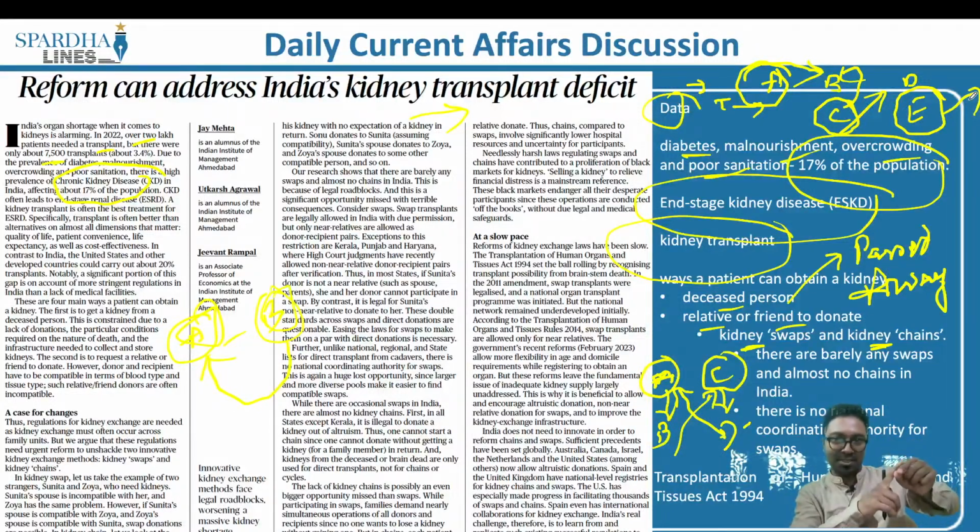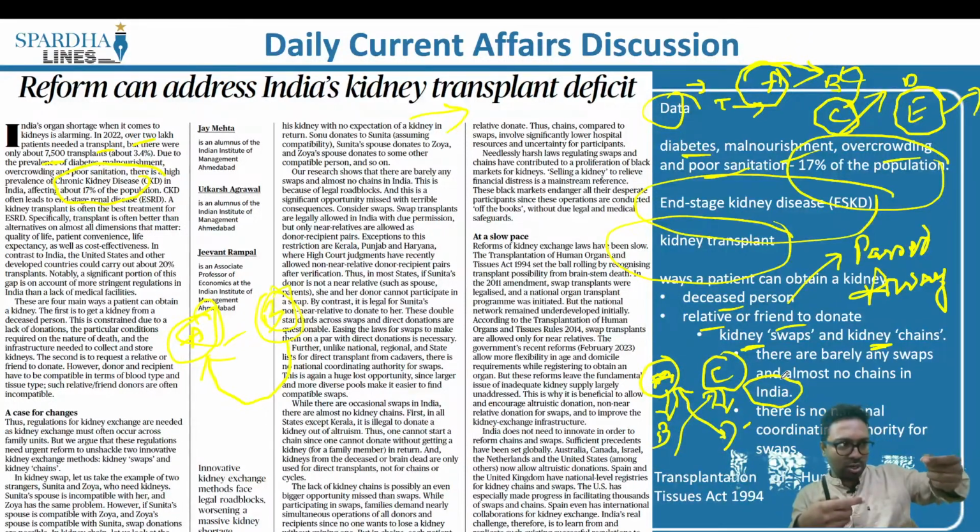One is a deceased person, second happens to be a relative or friend, third happens to be the kidney swap that takes place, fourth is where there is a chain of kidney transplantation that can be done through the kidney chain. But there are issues with respect to the kidney transplant. What are the issues? There are barely any swaps and almost no chain in India. So this particular issue is continuing in India, where swaps are not allowed.